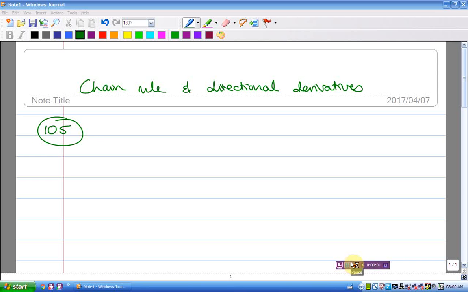To do exercise 105. Exercise 105 is not really a problem to solve, but it's demonstrating that now that we've done multivariable chain rule, we can recognize some differentiation processes we've done before as arguably chain rule. So I'm doing product rule, logarithmic differentiation, and implicit differentiation.